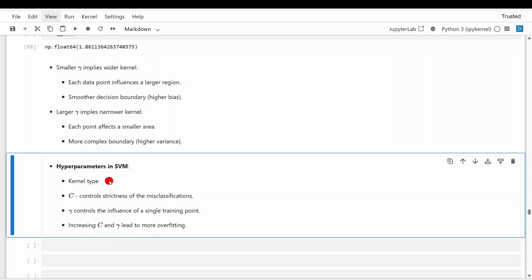Therefore, these three hyperparameters, the kernel type, the regularization parameter C, and gamma, which controls the influence of a single training point, should be determined using hyperparameter search methods, specifically a grid search algorithm. The optimal kernel type, the optimal value of C, and the optimal value of gamma should be determined through hyperparameter tuning methods, specifically like a grid search algorithm.